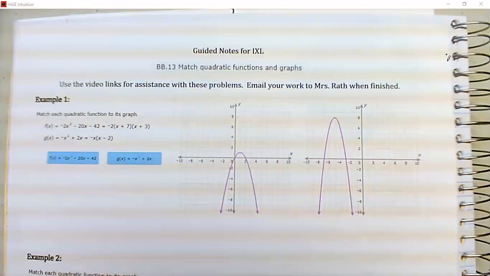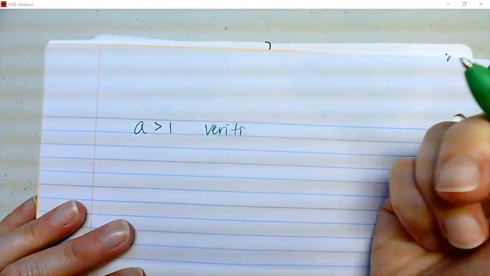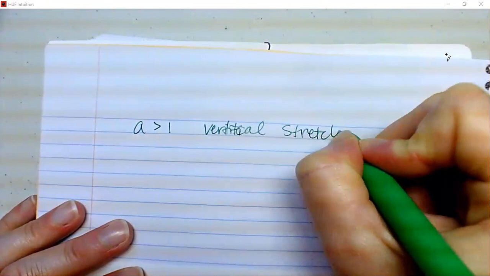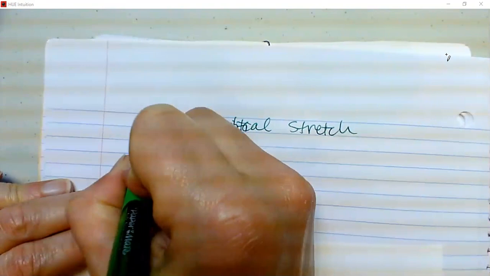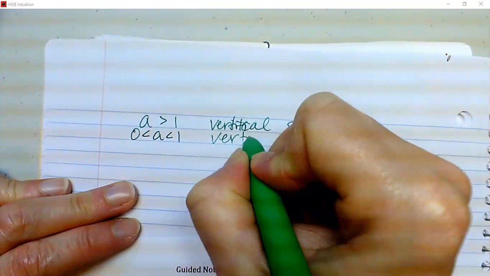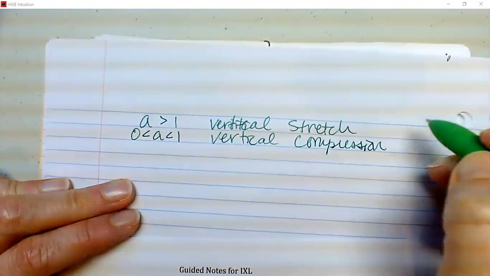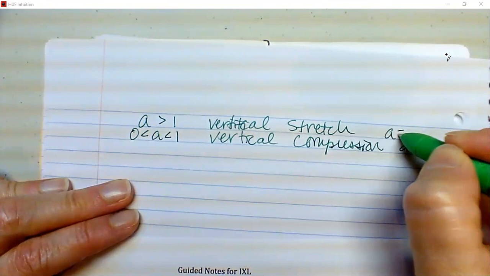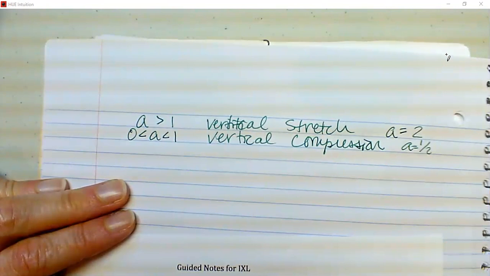So remember, if we're talking about A, the value of A in a function, if A is greater than 1, then we know we're going to have what's called a vertical stretch. If A is between 0 and 1, we're going to have what's called a vertical compression. An example of this is if A is 1/2. An example of the stretch would be if A is equal to 2. Okay, so keep those things in mind.